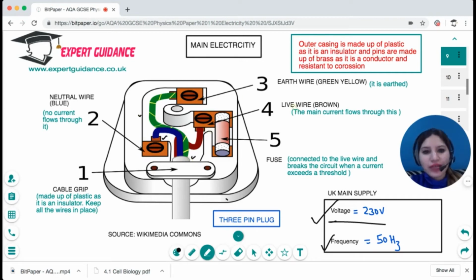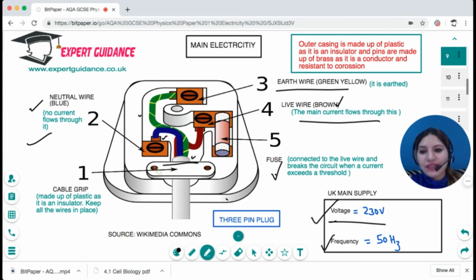The brown wire is a live wire where the main current flows, and the fuse is connected just to the live wire, because if the current exceeds a threshold in the live wire, it breaks the circuit. Then on the other side, the left side, goes a blue wire, that is the neutral wire, in which no current flows, and to the top pin there's a greenish yellow wire, and this is the earth wire, which earths the electric current.